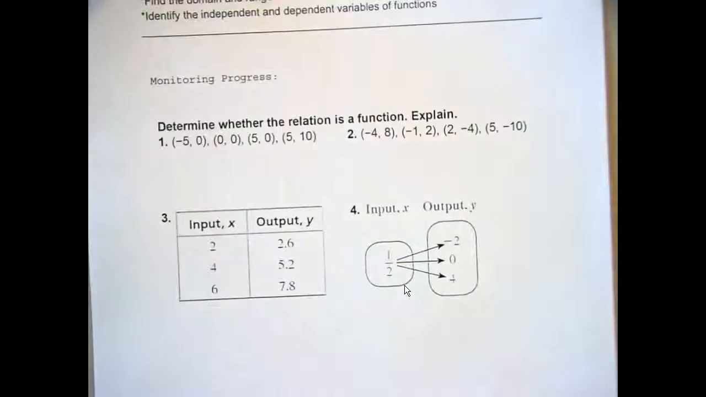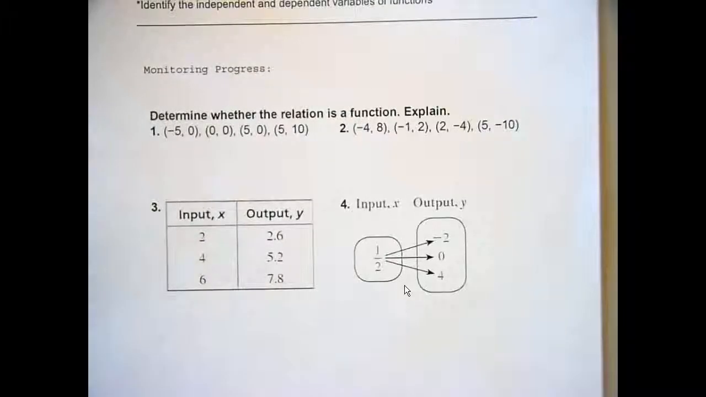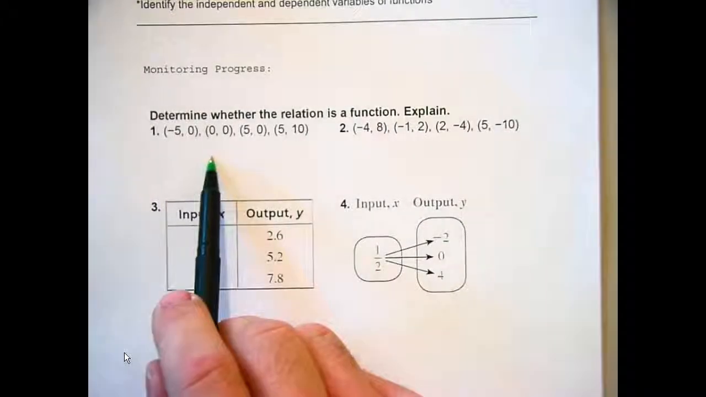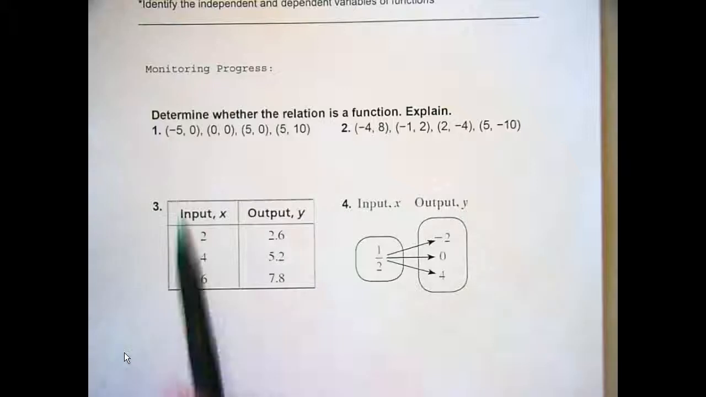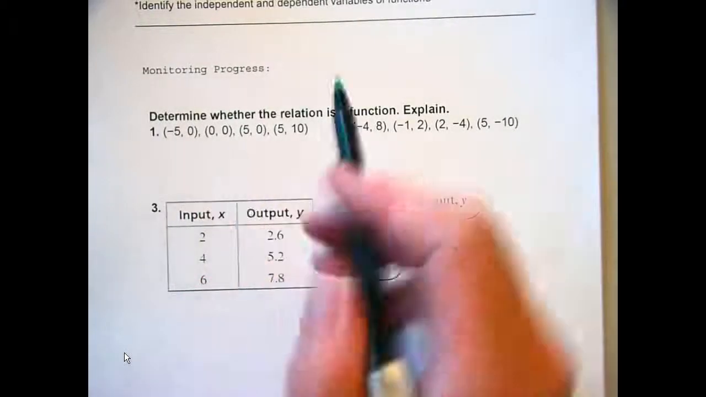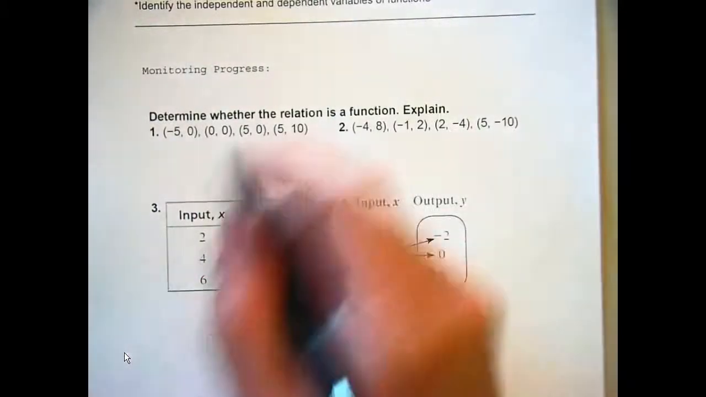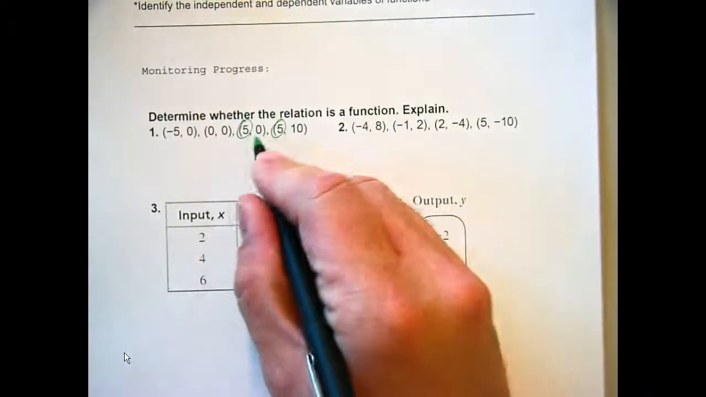All right. Quickly, just yes or no and why or why not. Tell your neighbor, 1 through 4. Okay, number 1, who says yes? Who says no? This is no. What's the problem? Our input of 5 goes to 2 different outputs.